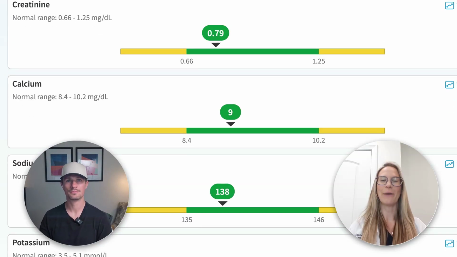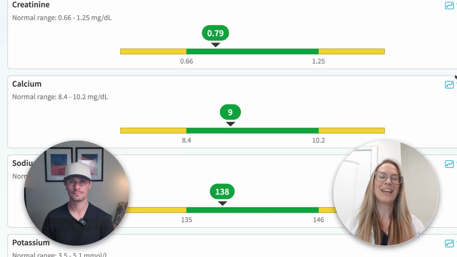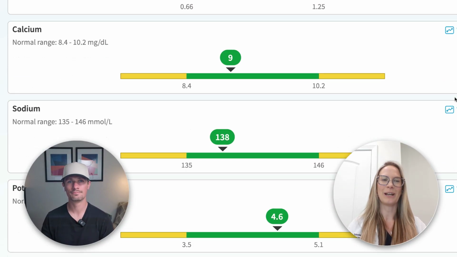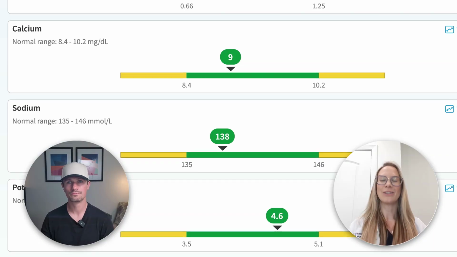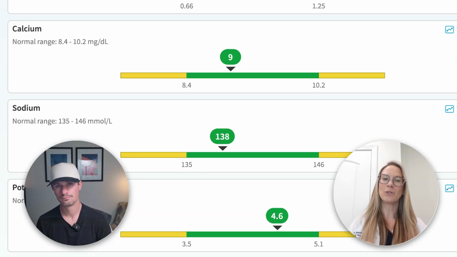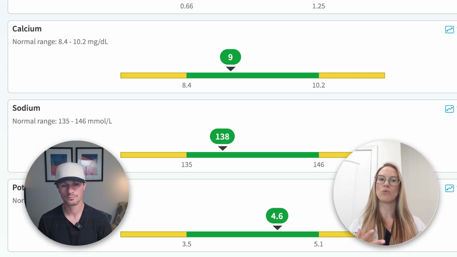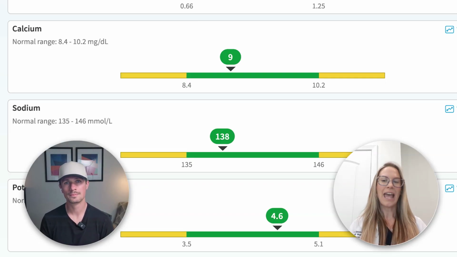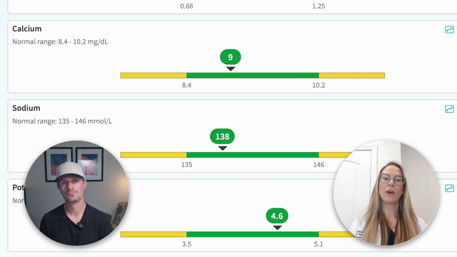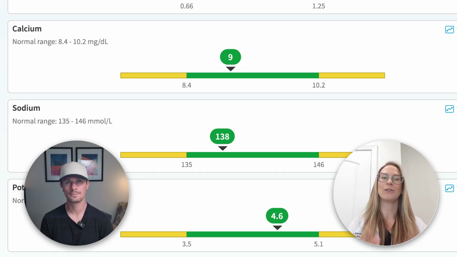All right. So now we're getting into the electrolytes. As I mentioned before, CMP and BMP are incredible. So you've got your calcium here, right? That's the level of calcium in your body. Now, calcium is really important because it helps us regulate different ion channels and helps all of our membranes function, including our heart membranes, okay? And that includes your calcium, your sodium, your potassium, all of these.